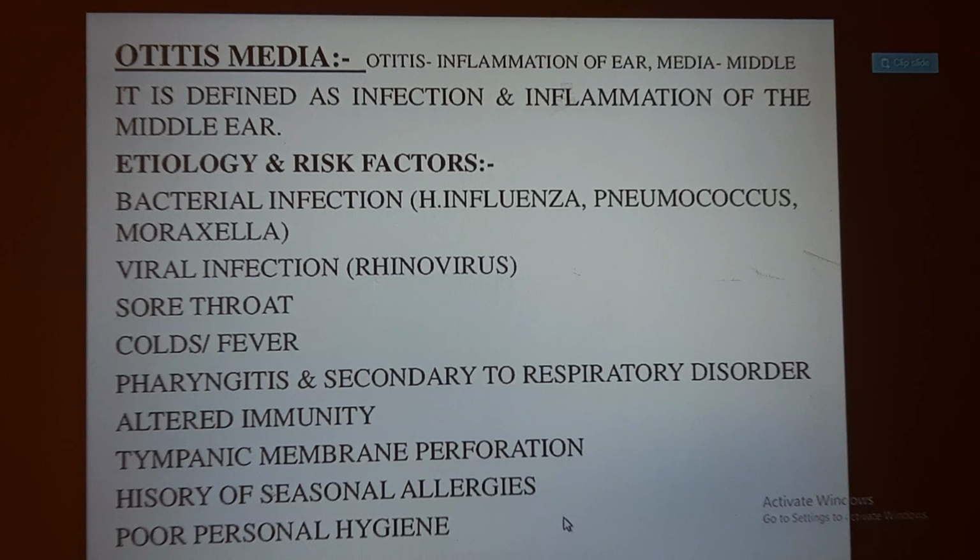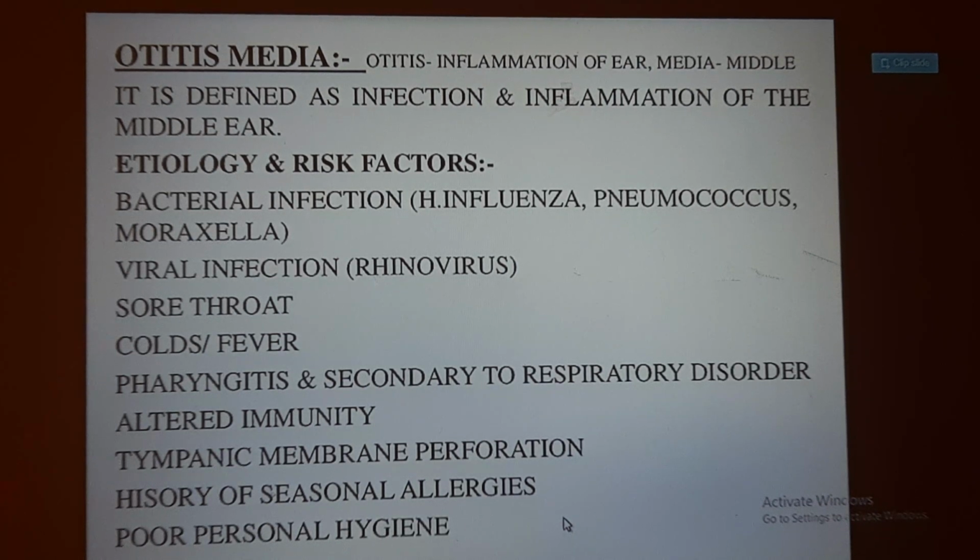Now we'll see the causes, or etiological factors and risk factors, of otitis media, why it is occurring. Otitis media is caused by bacterial infection such as influenza, pneumococcus, etc. Also viral infection due to rhinovirus. Rhinovirus usually occurs with respiratory disorders. Upper respiratory disorders are commonly caused by the virus called rhinovirus. This virus usually causes rhinitis, sinusitis and other upper respiratory tract infections. Secondary to this, otitis media can occur.